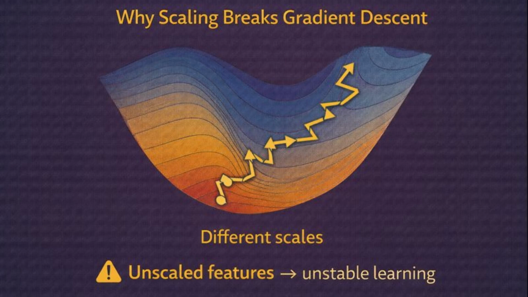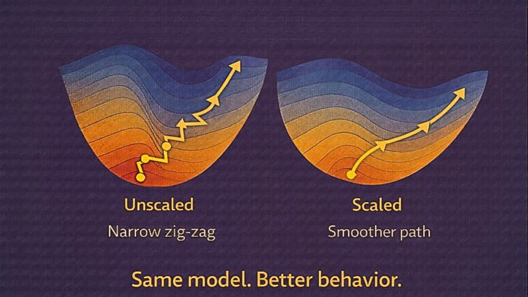Feature scaling fixes this by putting all features on a similar scale. Not by changing their meaning, but by changing their units. So gradients behave fairly, and learning becomes smoother and faster.